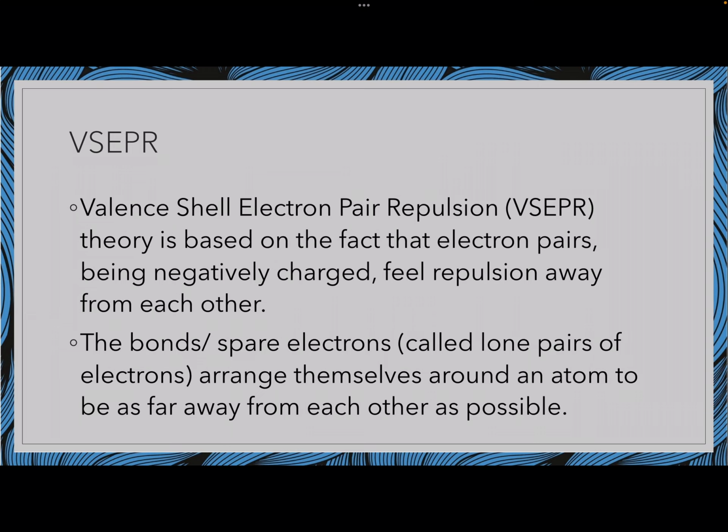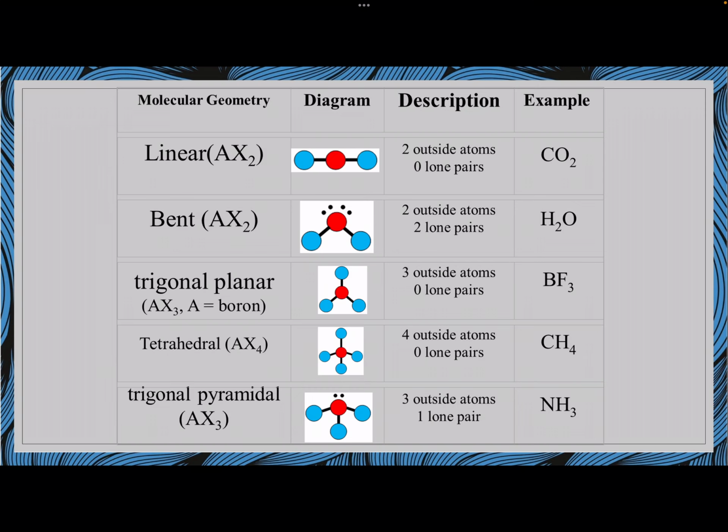The bonds or the spare electrons, which we also call lone pairs of electrons, you might have heard me mention that in the last lesson, arrange themselves around an atom to be as far away from each other as possible. Now, if we have two things around an atom, they like to be linear, so they are as far away from each other as possible.